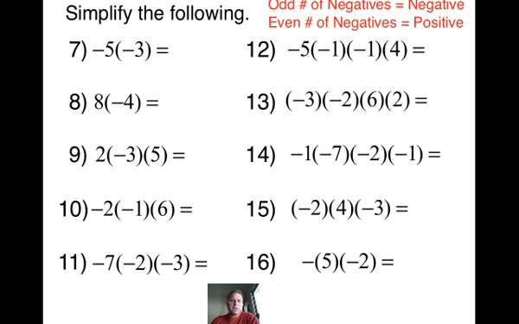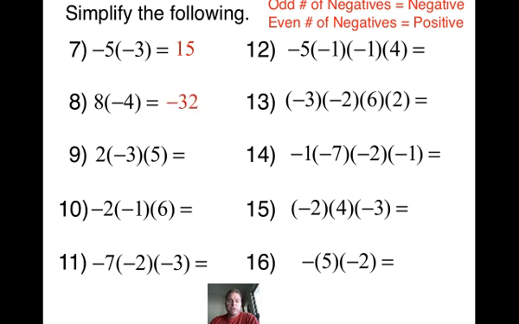Okay, so for number 7, we've got a negative times a negative. So that's 2 negatives. 2 is even, so my answer is going to be positive. 5 times 3 is 15, so I get positive 15. Number 8. 8 times a negative 4. Well, I have 1 negative. 1 is an odd number, so that means my answer is going to be negative. 4 times 8 is 32, so I should have negative 32 for an answer.